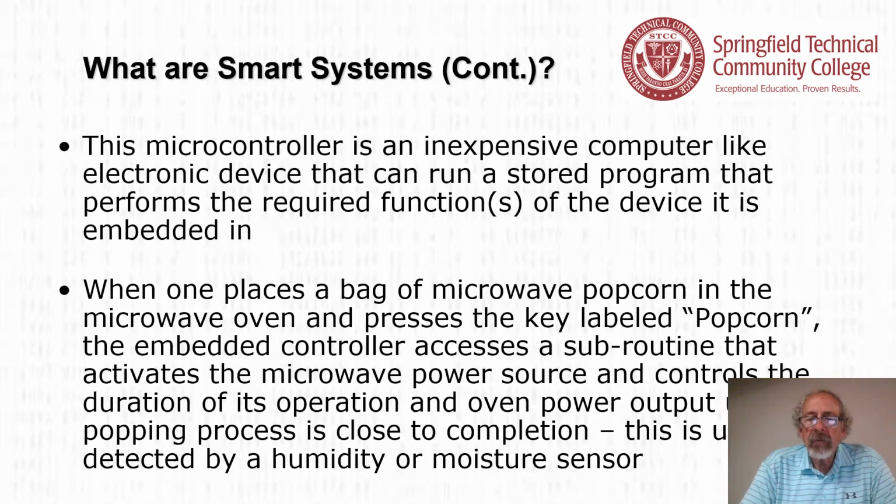When you place a bag of microwave popcorn in the microwave oven and you press the key labeled popcorn, the embedded controller accesses a subroutine that activates the microwave power source and controls the duration of its operation and oven power output until the popping process is close to completion. This is usually detected by a humidity or moisture sensor. Most modern microwaves at that point then go into a standard number of seconds that they'll keep the power on before the process is complete.